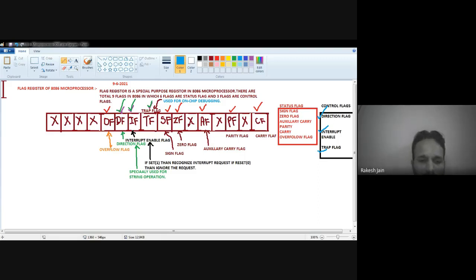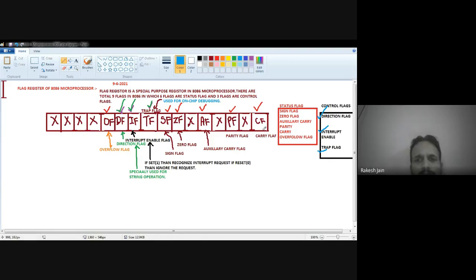Parity flag: for any arithmetic and logic operation, if the result contains an odd number of ones, then it will be set. It shows the parity of the number, meaning how many ones are in the data. So if the number of ones is even, then it is reset. If odd, then it is set.